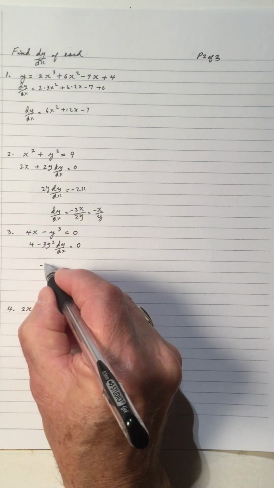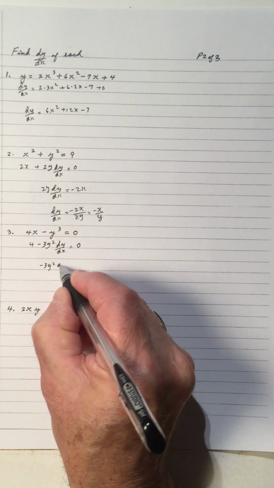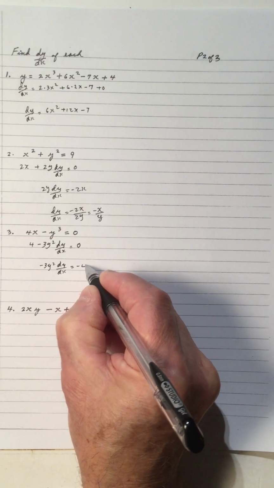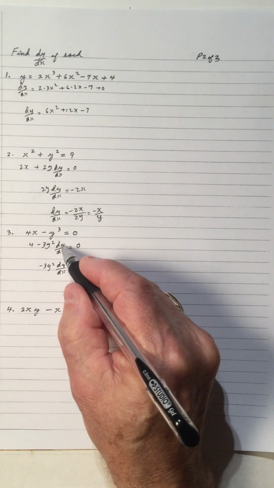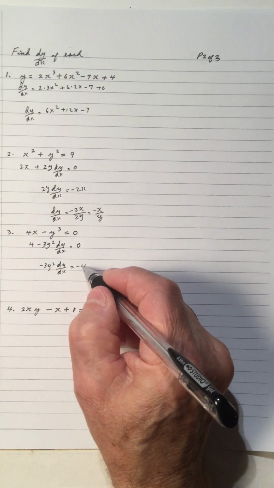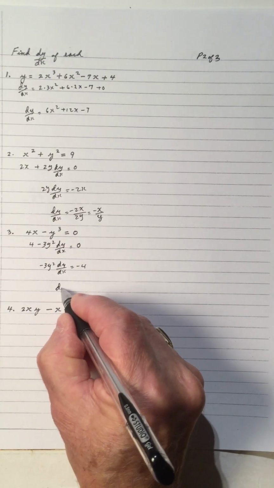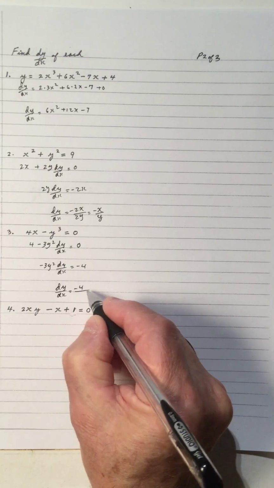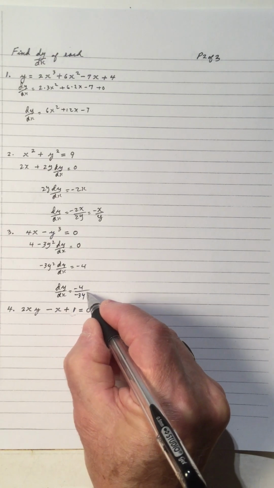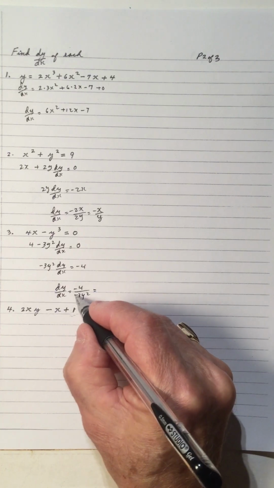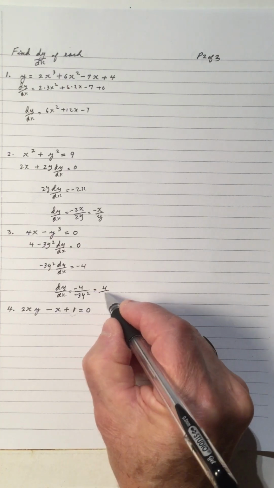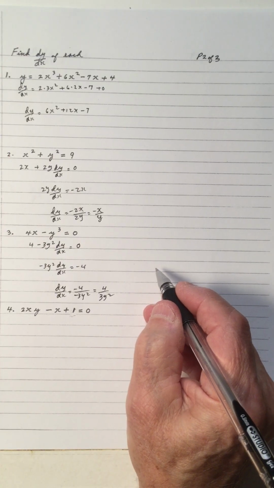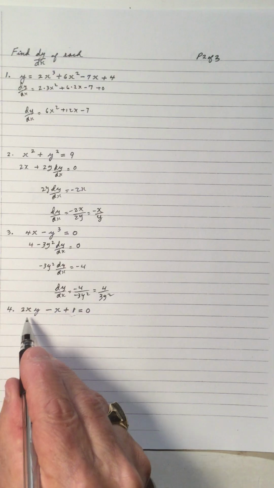So that gives me negative 3y squared dy/dx is equal to negative 4. I'm solving for dy/dx, so the 4 moves over to become negative. Now I have dy/dx is equal to negative 4 divided by negative 3y squared. Two negatives become a positive, so it's 4 over 3y squared. And we have another one.